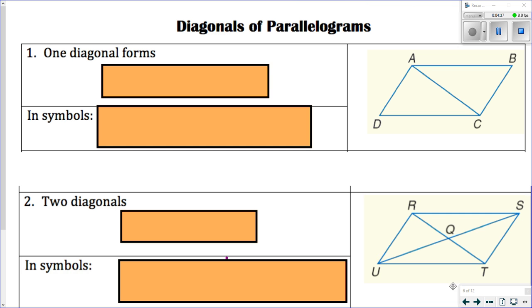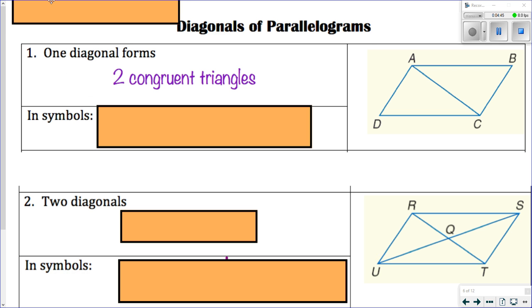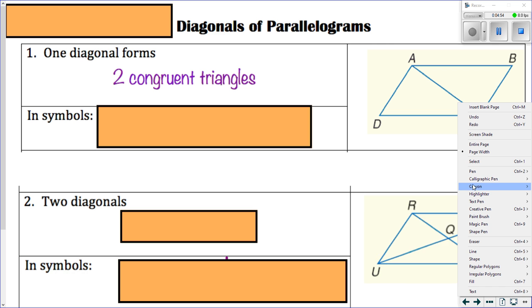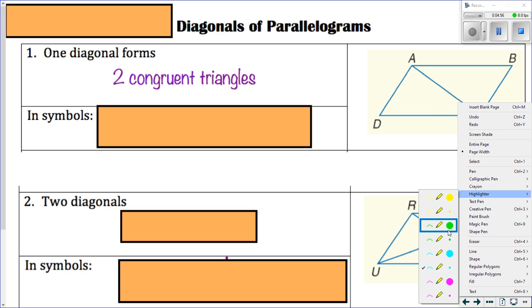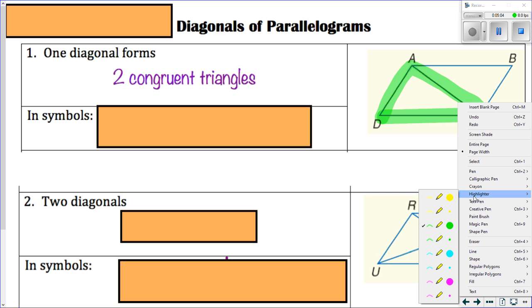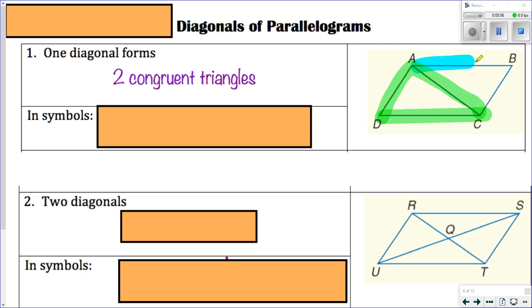Okay, now we're going to deal with the diagonals of a parallelogram. So in a parallelogram, one diagonal forms 2 congruent triangles. So we just highlight the triangles. This one will be in green. So we have this triangle, ADC, and then the other one will be ABC.